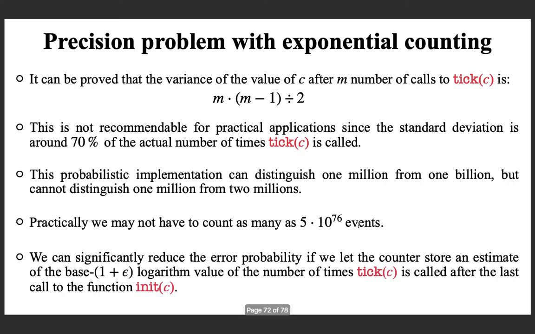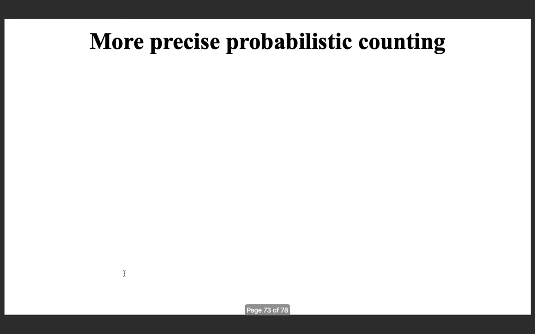modify. We can significantly reduce the error probability if we let the counter store an estimate of the original value, which is base 1 plus epsilon logarithm. Previously it was base 2 logarithm. Rather than 2, you are going for 1 plus epsilon, where the value of epsilon is between 0 and 1, less than 1. Okay, we can look at that implementation which is given in the textbook.